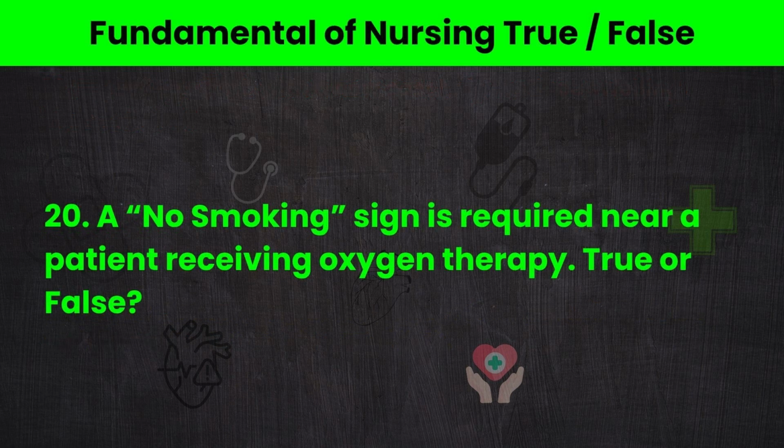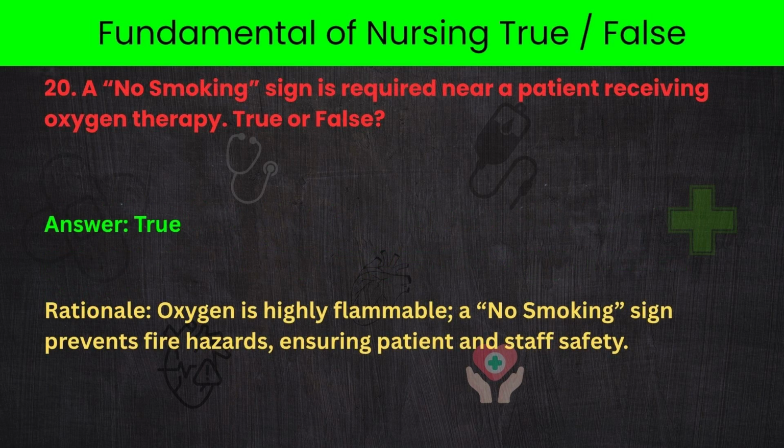20. A no smoking sign is required near a patient receiving oxygen therapy. True or false? Answer: true. Rationale: oxygen is highly flammable. A no smoking sign prevents fire hazards, ensuring patient and staff safety.